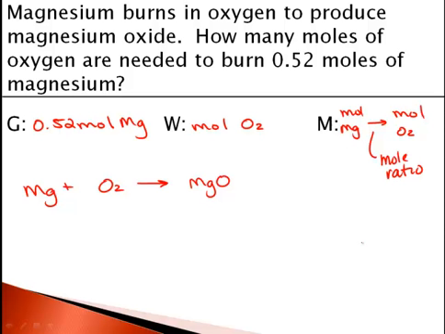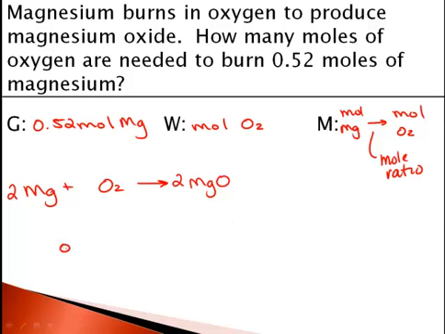Now to balance, we have 1 magnesium on the left, 1 magnesium on the right, 2 oxygens on the left, 1 on the right. So we put a 2 in front of MgO, and it changes magnesium and oxygen. Oxygen's balanced though. And a 2 in front of magnesium, now we have 2, 2, 2, 2.